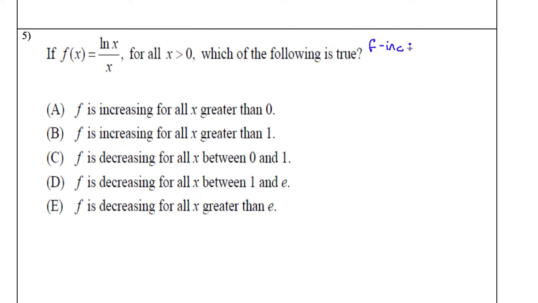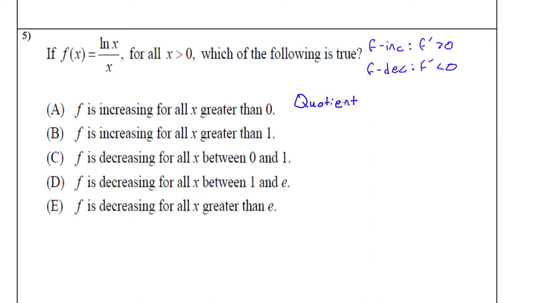What is the definition of f increasing? It's where f prime is greater than 0. What is the definition of f decreasing? It's where f prime is less than 0. Both of them deal with f prime, which means I need to find f prime. This is a quotient. I need to use quotient rule. A review of quotient rule.